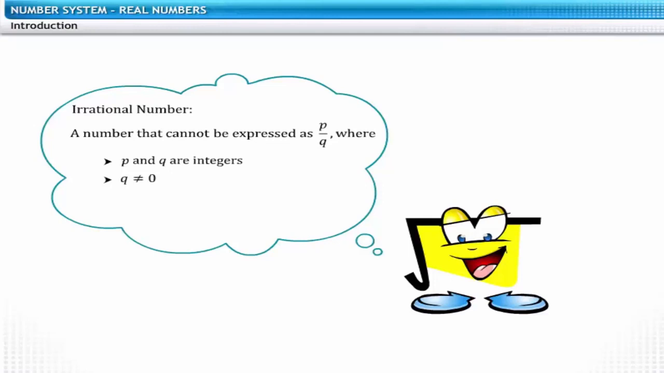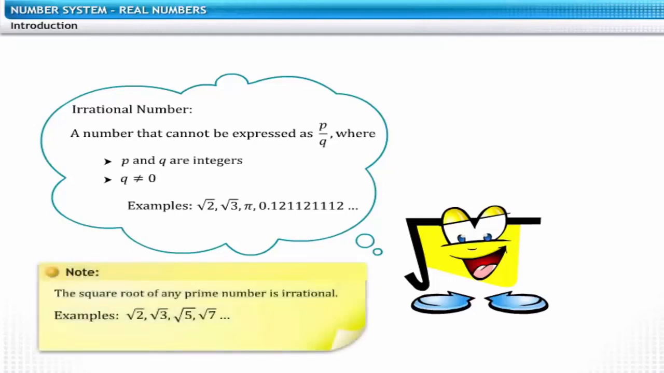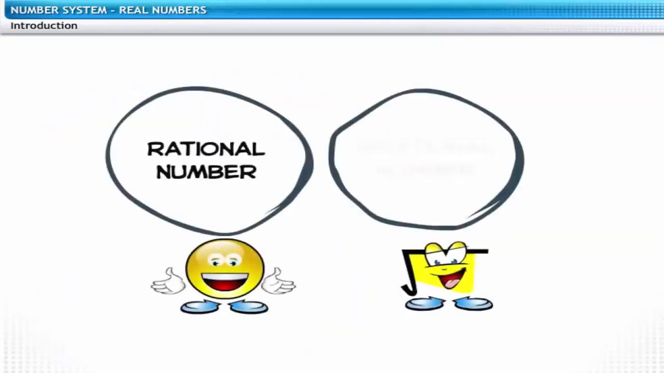These numbers are called irrational numbers. Here are a few examples of irrational numbers. You note that the square root of any prime number is irrational. There are infinitely many rational and irrational numbers.